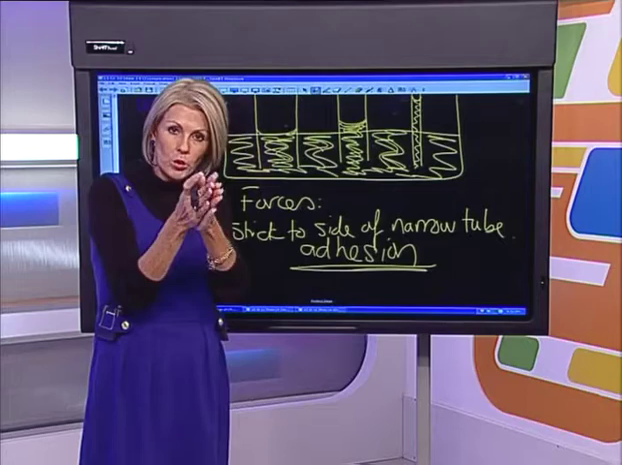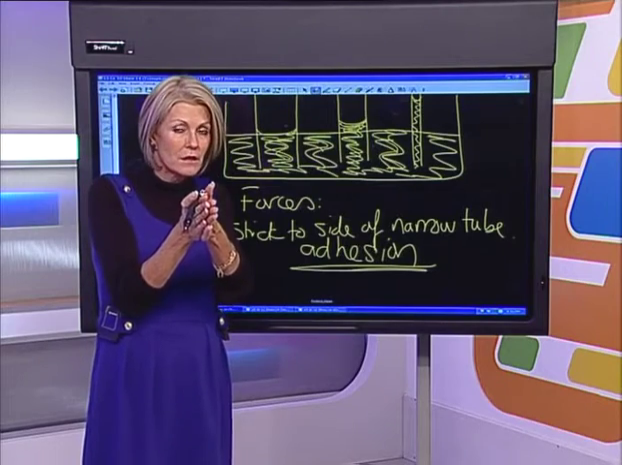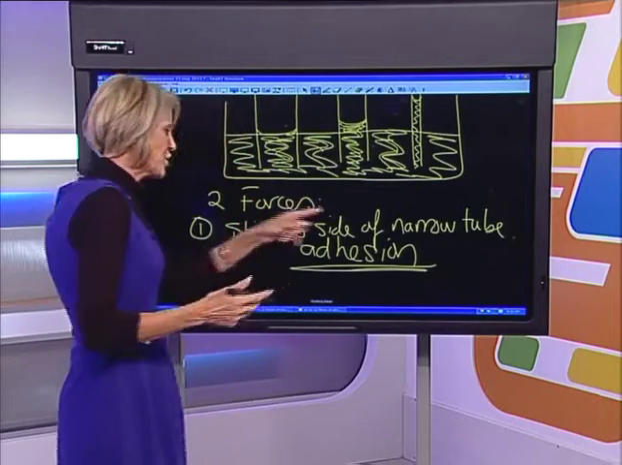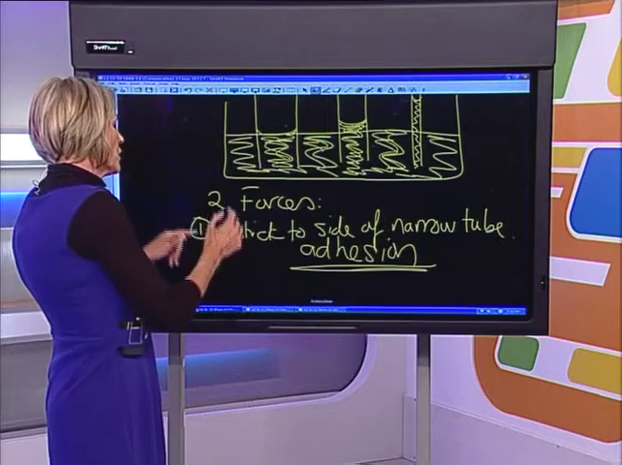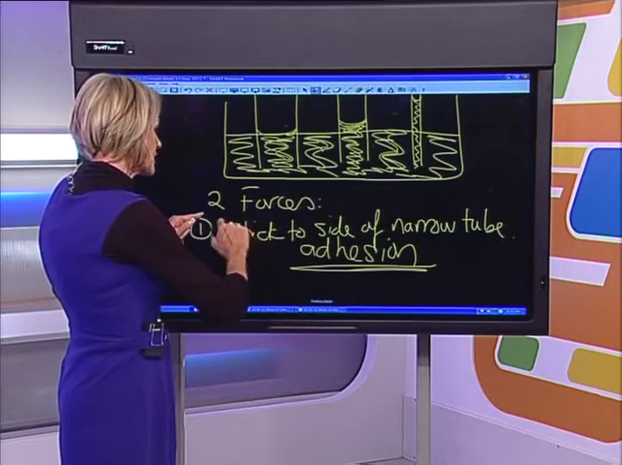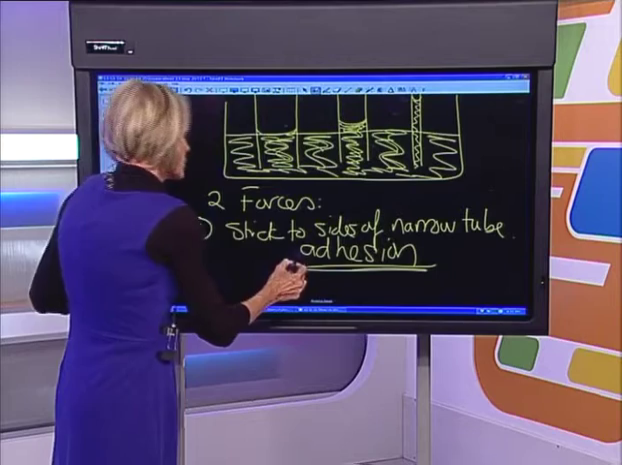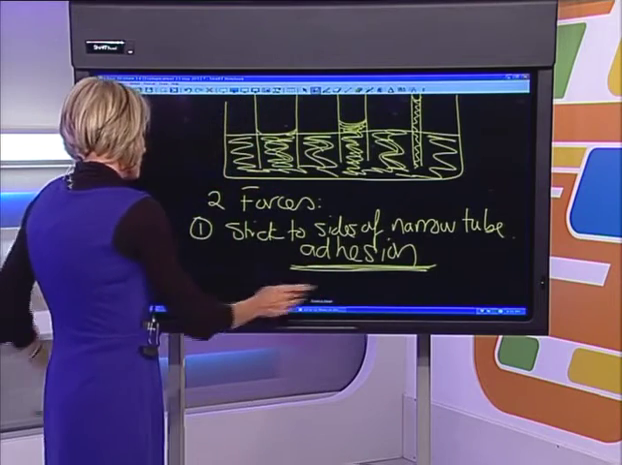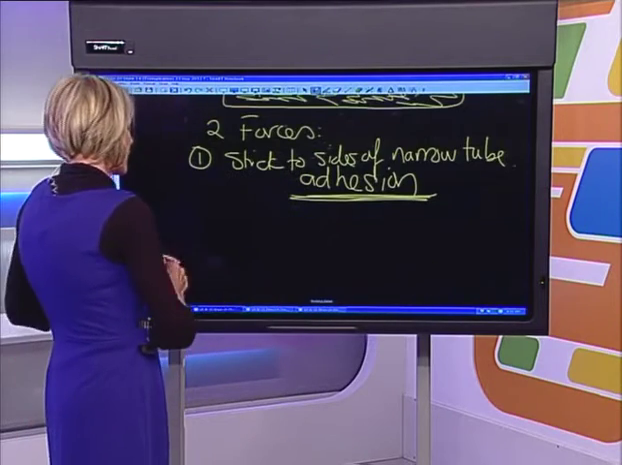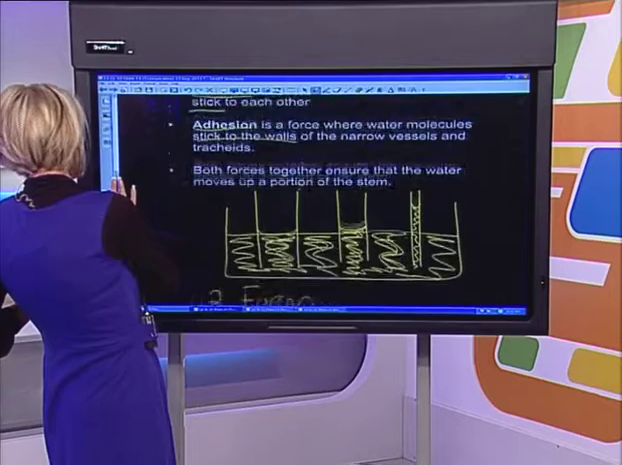Sticks the two walls or the two sides together. That's another way to remember it. But you have to know these terms. So, the fact that the water molecules stick to the sides of a narrow tube is called the force of adhesion. Our next force that we look at, so let's just do this here.